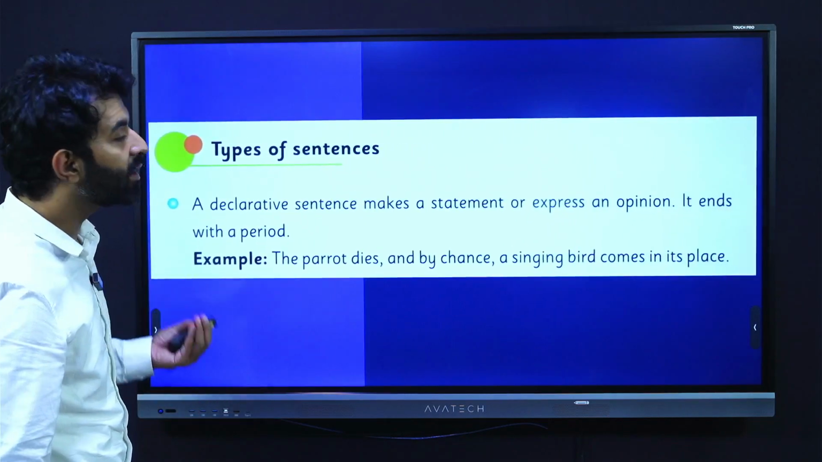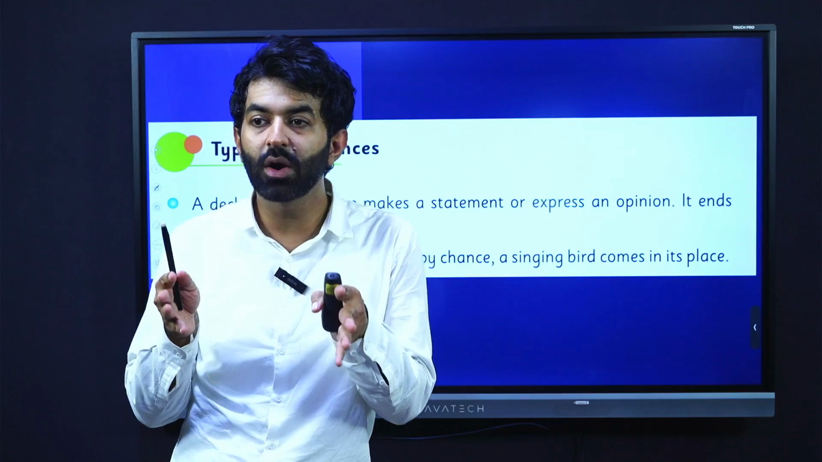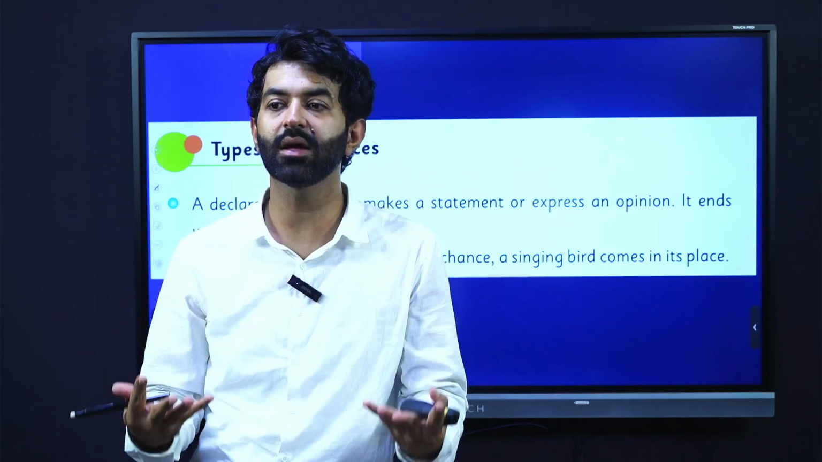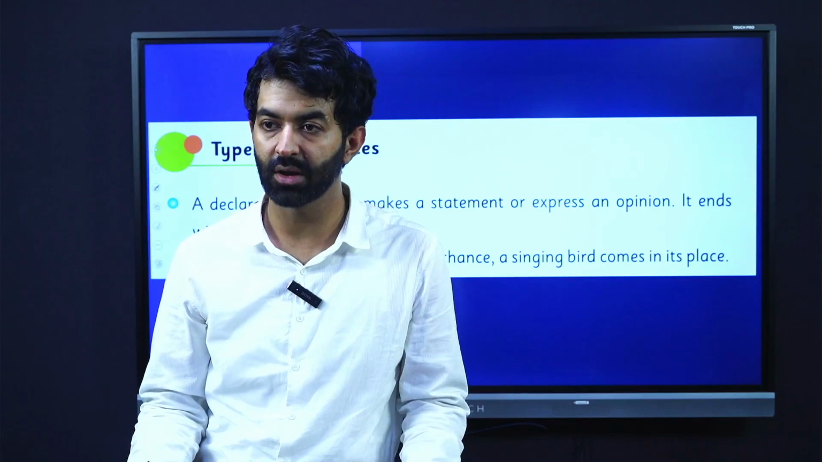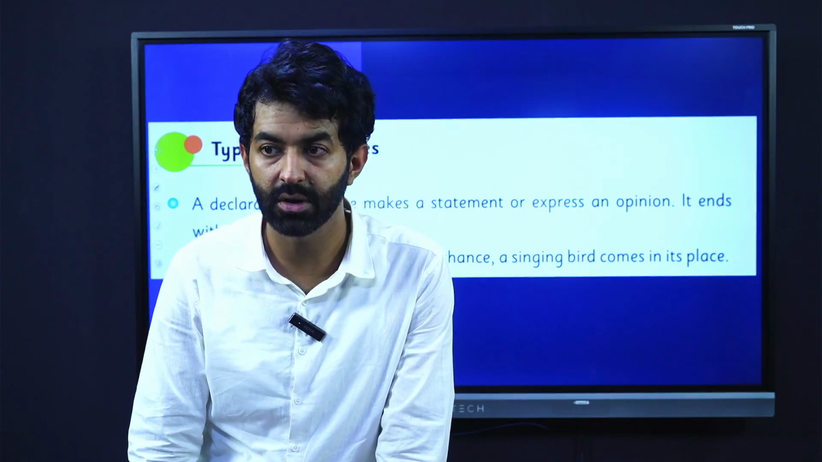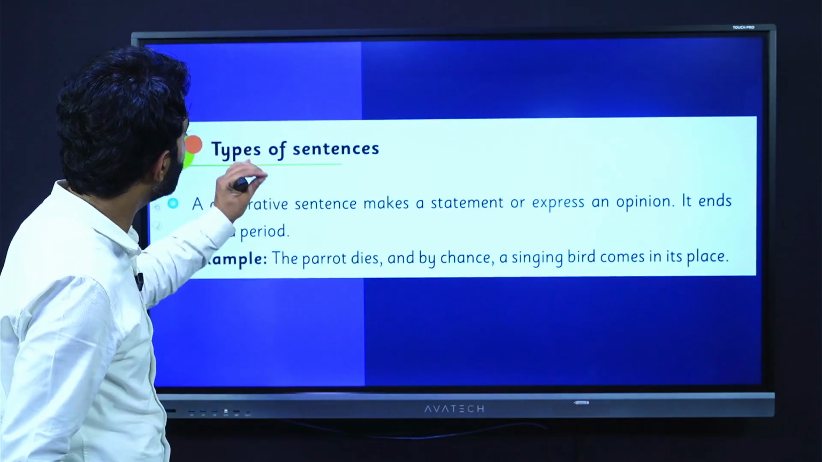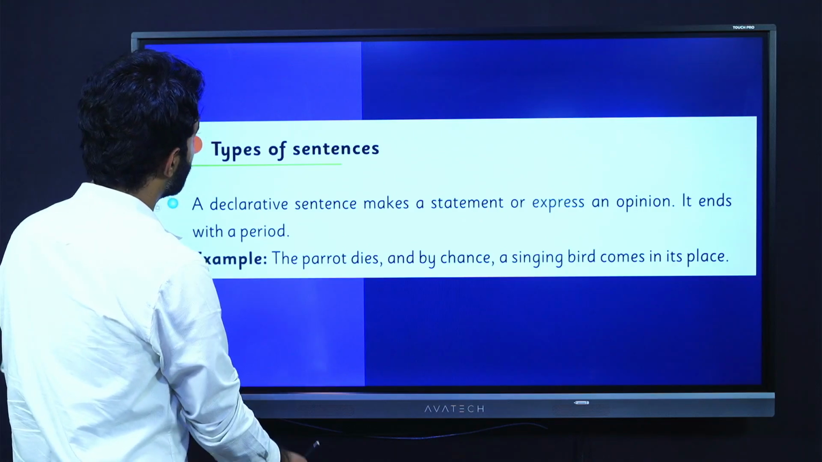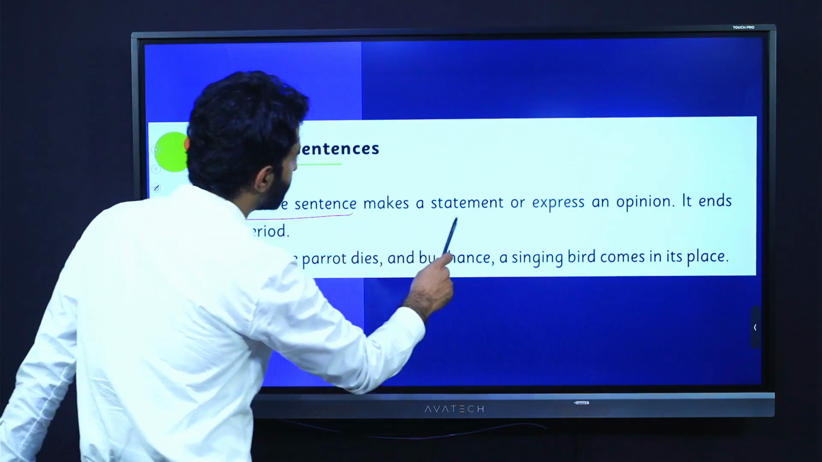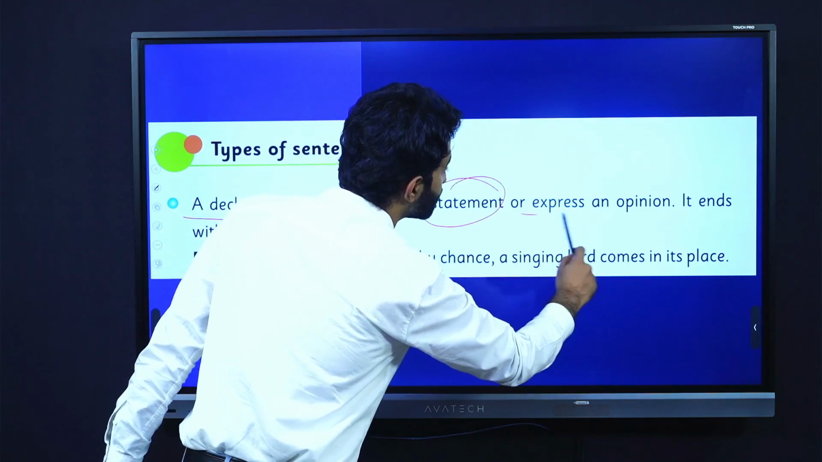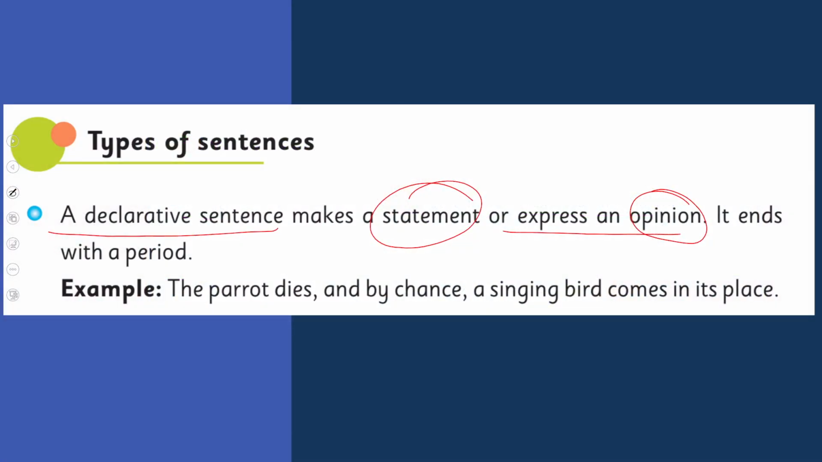Now, declarative sentence is coming from the word declare. जब हम कुछ declare करेंगे, when we assert something, we make a statement. That is our declarative sentence. The most basic type of sentence is a declarative sentence that makes a statement or express an opinion. So all the opinions that you have, I prefer coffee over tea. This is an opinion. This is your likeness. And it's a declarative sentence.